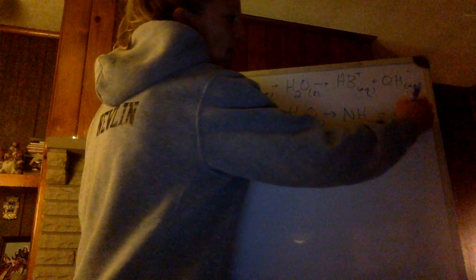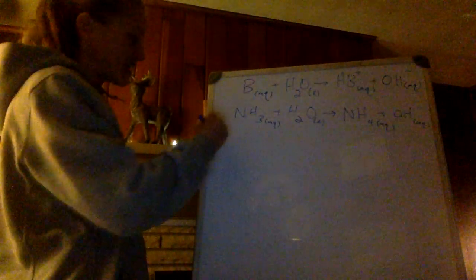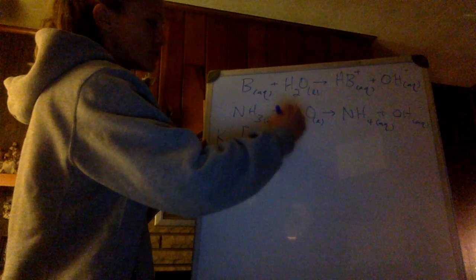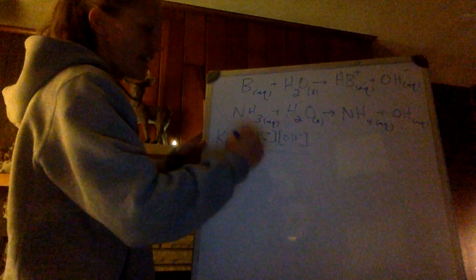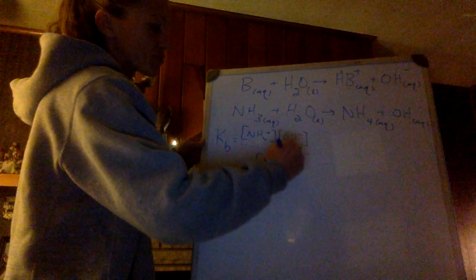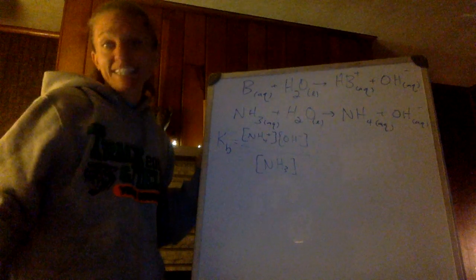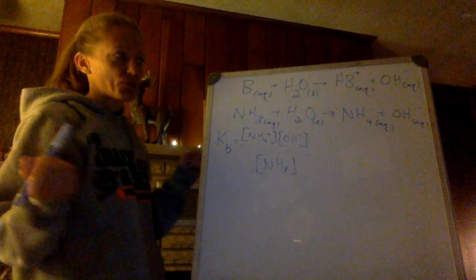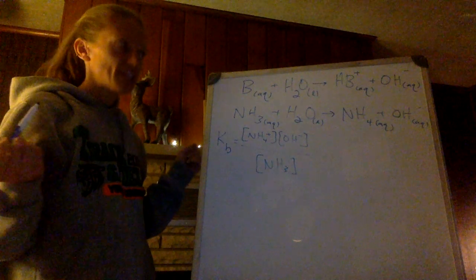Plus OH minus (aq), which means my Kb is going to be my concentration of NH4 plus, my concentration of OH minus, and my concentration of NH3. I'm ignoring water because it's liquid. So I need to find my equilibrium concentration here.